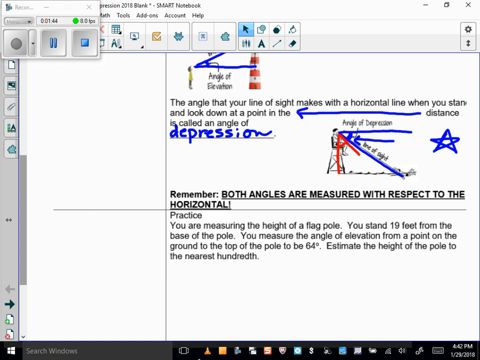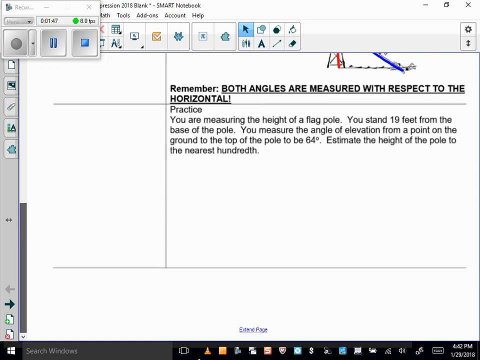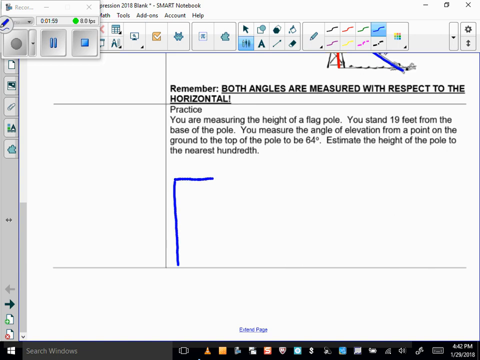So now all that's left is for us to do some practice problems. Now that we know what each one is, you always have to draw a sketch for these or I'm going to get very angry with you. So here we go. You're measuring the height of a flagpole. All right, here's our flagpole. We'll put us a little flag up here. And we want to use trig to find out how tall the flagpole is. So we'll call that X.